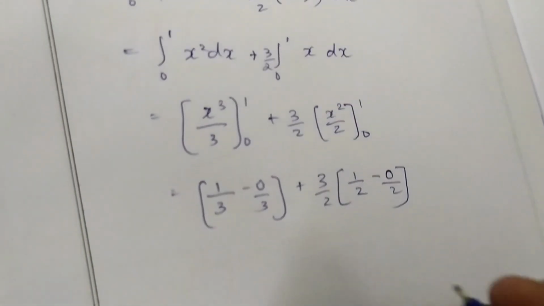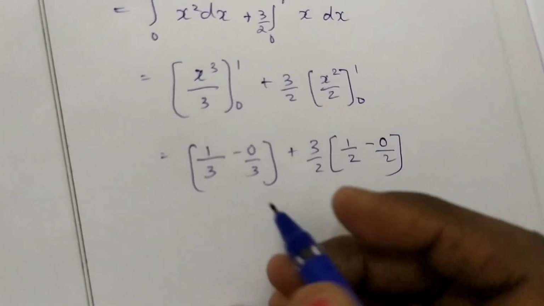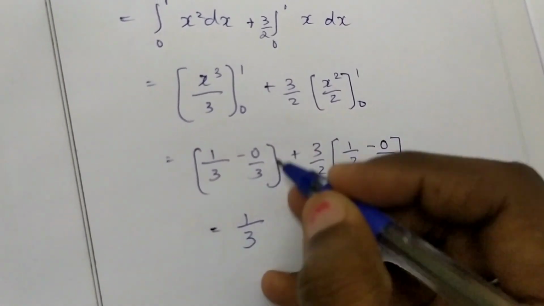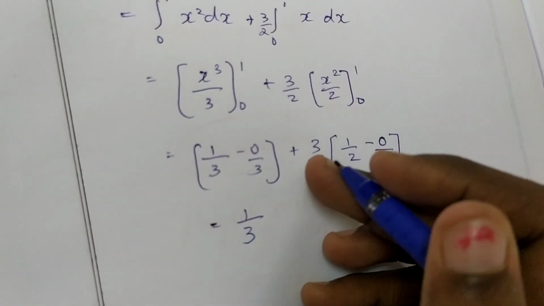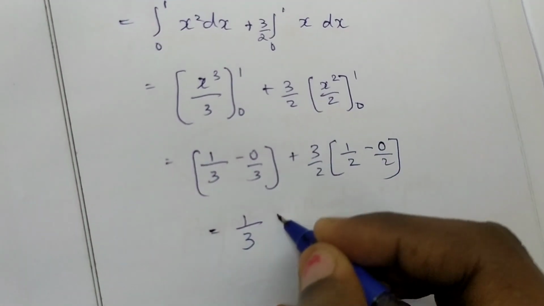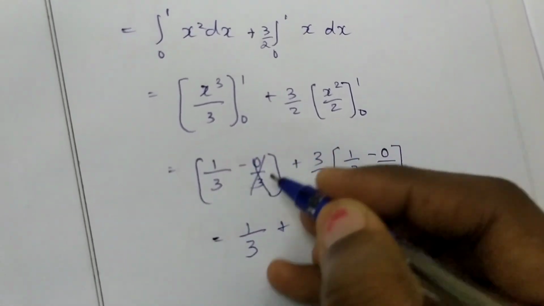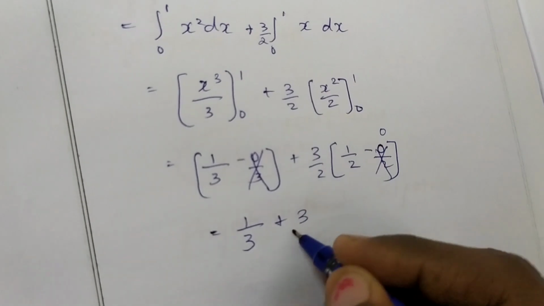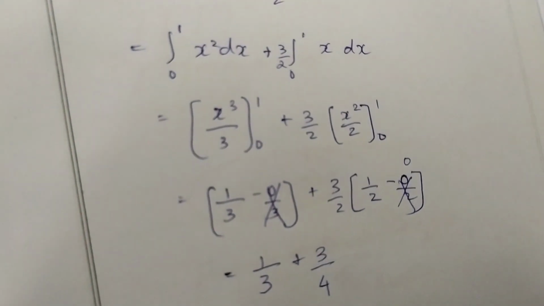0 square means the value would also be 0, so I am putting it like this. Then 1 by 3, here everything will become 0. And if you multiply these two things, here you will get 0, here also it will be 0. Then if you multiply, you will get 3 by 4, right?